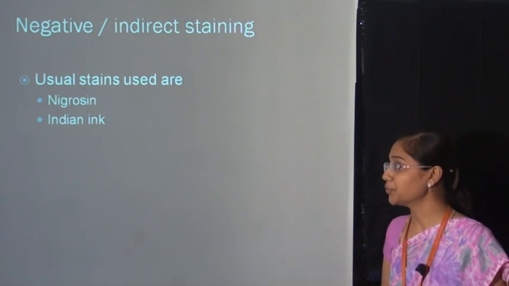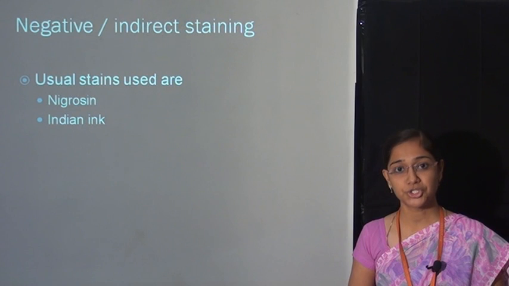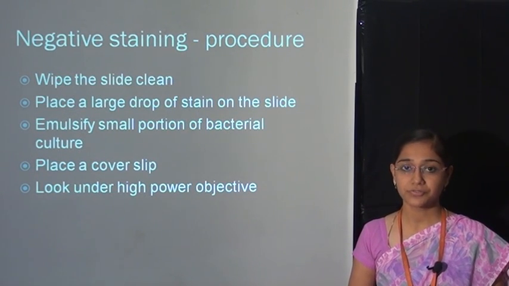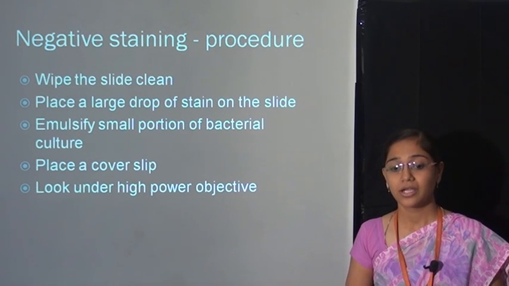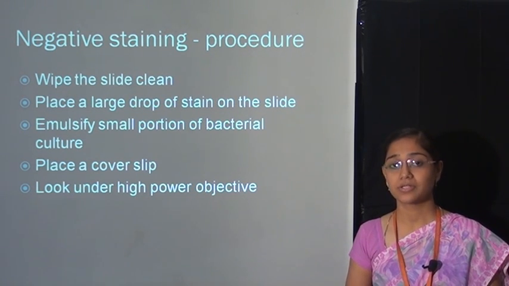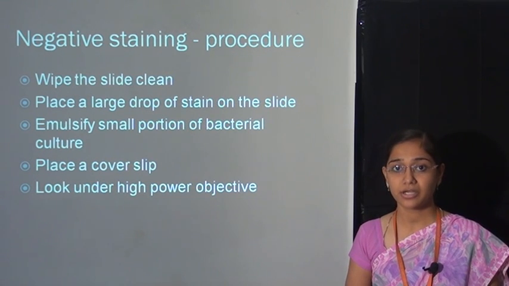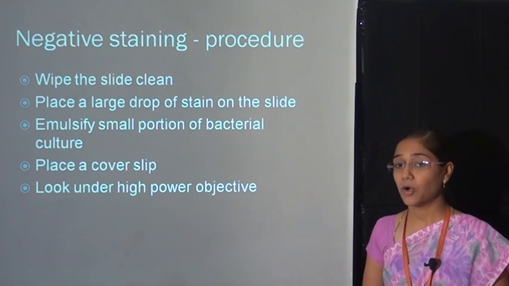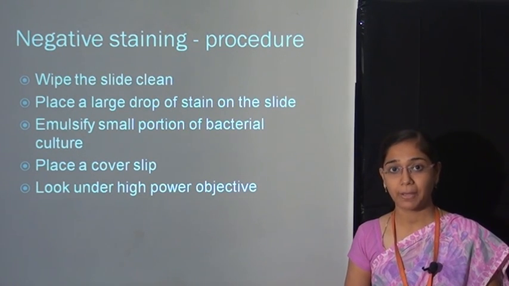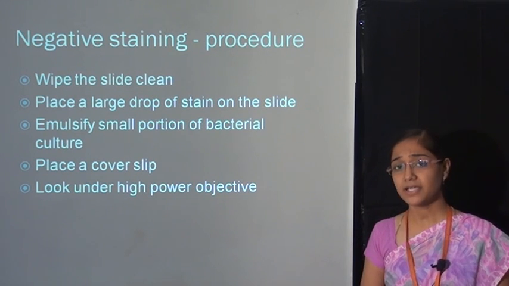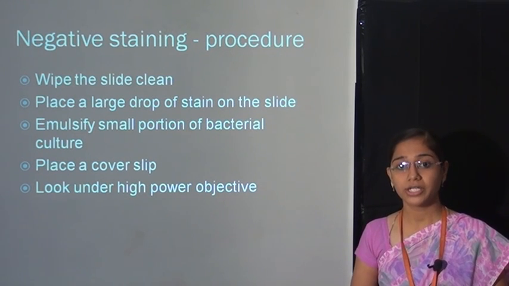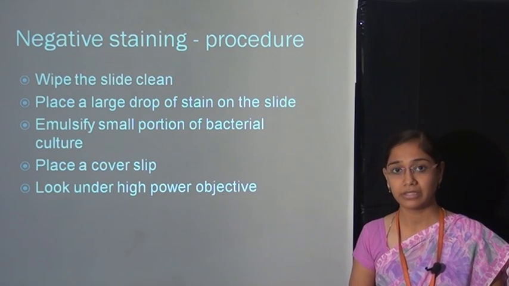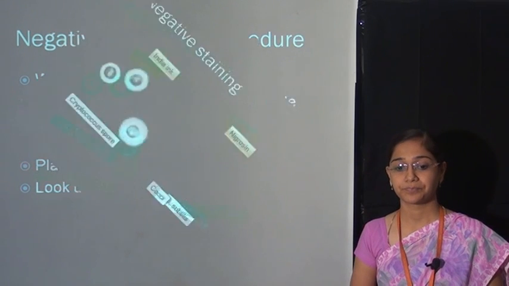We can use nigrosin and India ink for the negative staining process. What is the procedure of negative staining? First, take a clean slide and place a large drop of our stain, India ink or nigrosin. Then take a small drop of the bacterial suspension, the bacterial culture, place a cover slip and look under the high power objective. In negative staining, we do not perform heat fixation.